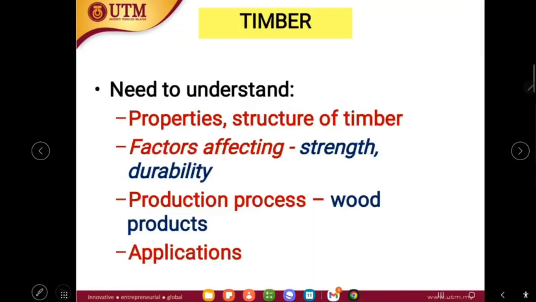For this topic, what we need you to understand is the properties and the structure of timber, and the factors affecting its strength and durability, because strength and durability are the two most important parameters when we talk about timber. And then a little bit about the production process of wood products, for example plywood, how they make plywood, veneer, particle board, fiber board, and so on, and then some of the applications.